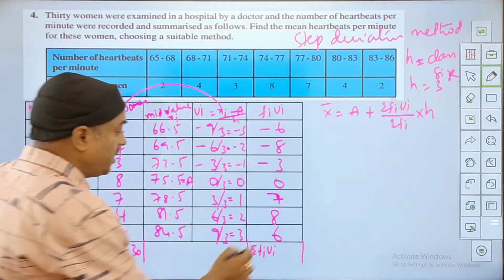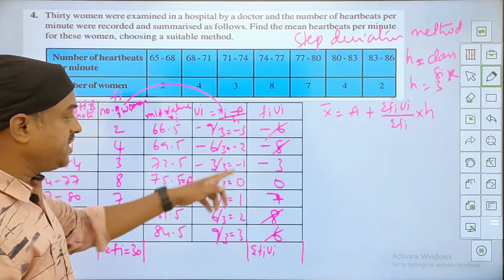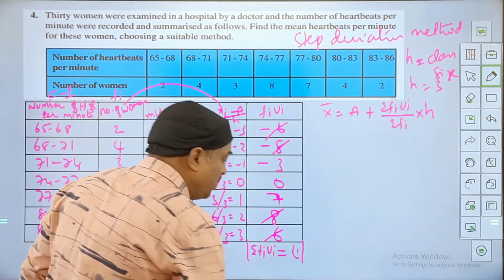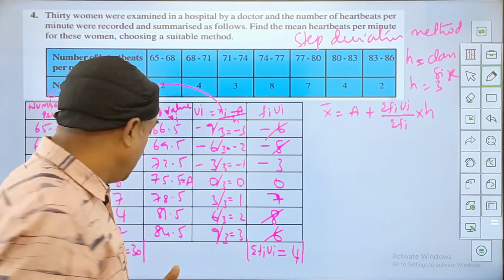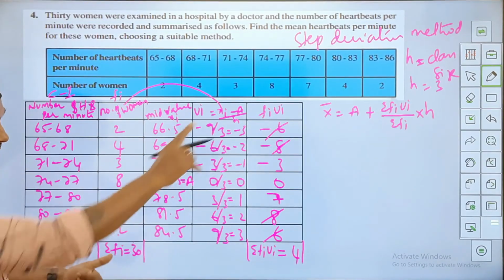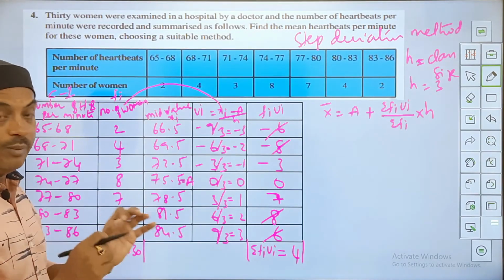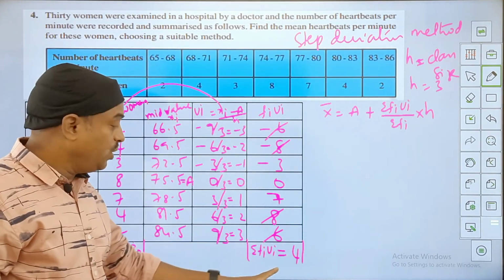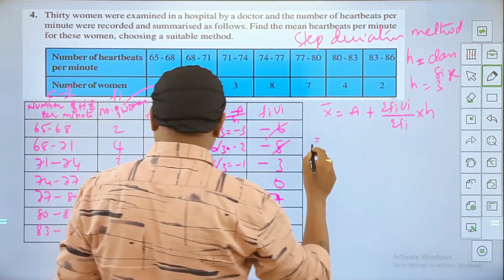So what I can immediately do, I can add all these numbers. 8 and minus 8 get cancelled. I'll be left with 7 minus 3, which is equal to 4. You got a very small value, and there your calculation becomes easier for you. Now summation of fi I got 30. You can write there summation of fi is 30. Assumed mean we have taken as 75.5. Summation of fi ui I got as 4. Apply those numbers now. Now let us see.